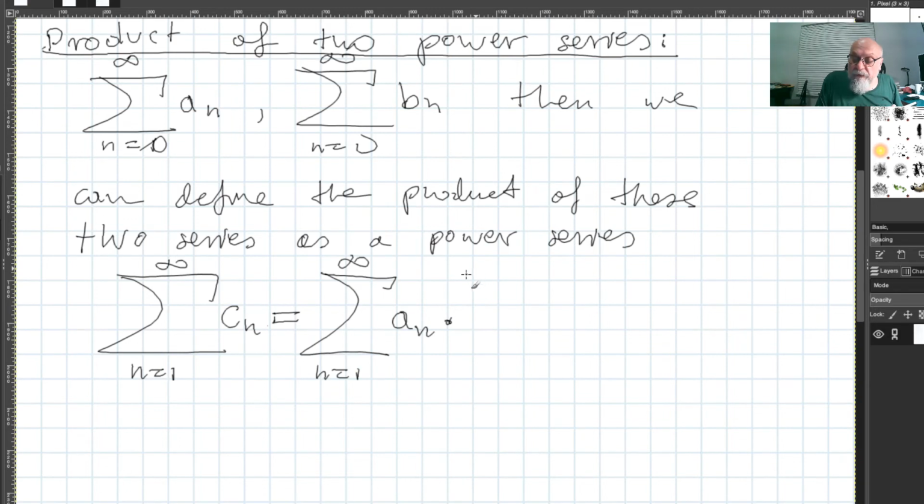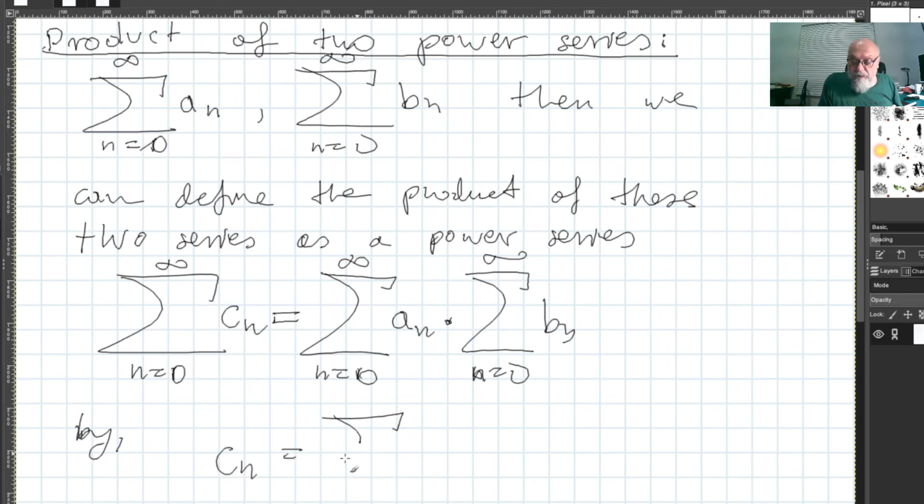The sum over n from 0 to infinity of an times the sum over n from 0 to infinity of bn, defined by the formula that Cn is equal to the sum from k equals 0 to n of ak times bn minus k. The change of the indexation to start from 0 is just for convenience. I do not want anyone to be confused.